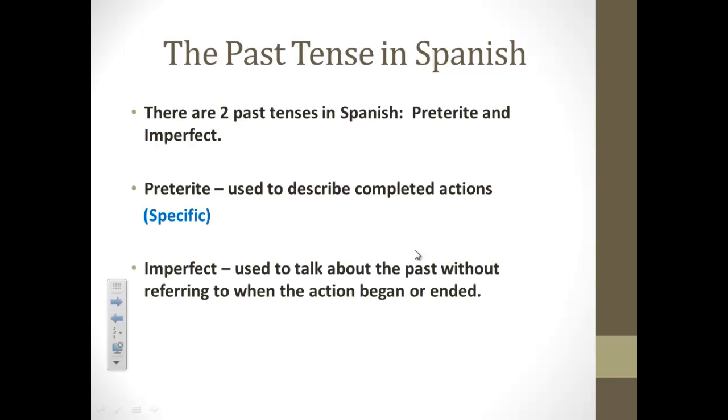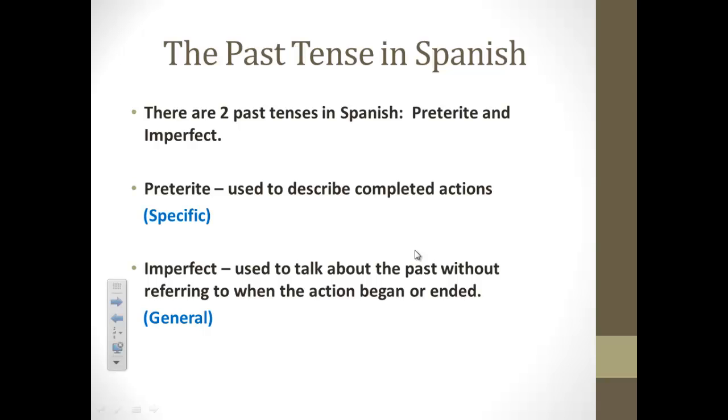The imperfect, on the other hand, is the descriptive past tense that talks generally about the past. You can use it to describe how people or places or things were, or used to be, and really you give no regard to when the action began or ended.